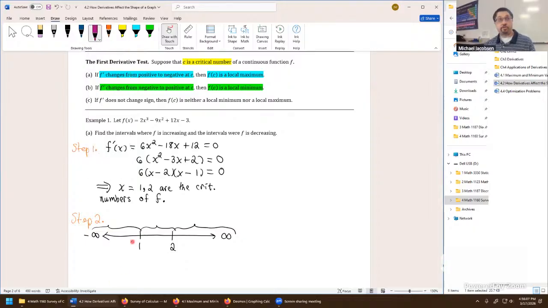And what we're trying to do on each of the regions is test the sign of f prime. We want to know if f prime is positive or negative here, here, and here. If it's positive here, we'll say it's increasing. If it's negative here, we'll say it's decreasing. And that's how the first derivative test is going to be involved.